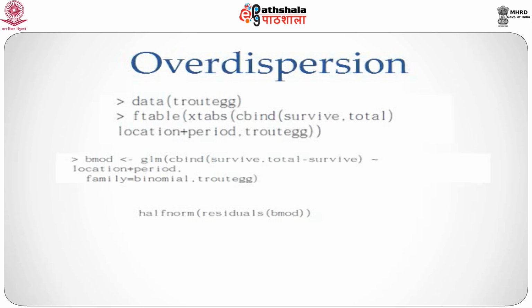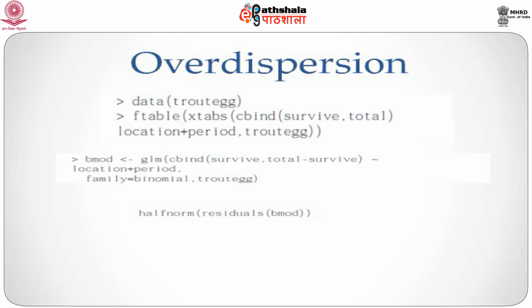Here we have used the trout egg data set from the faraway library. You can run the ftable command to see what the data set looks like and see that the mean and variance do not appear to obey the usual relationship. You can also look at this by running the residuals command and doing a half-normal plot of the residuals. This is the kind of plot you will get, and it suggests that there is some factor which we have probably overlooked, which leads to this systematic pattern in the residuals.